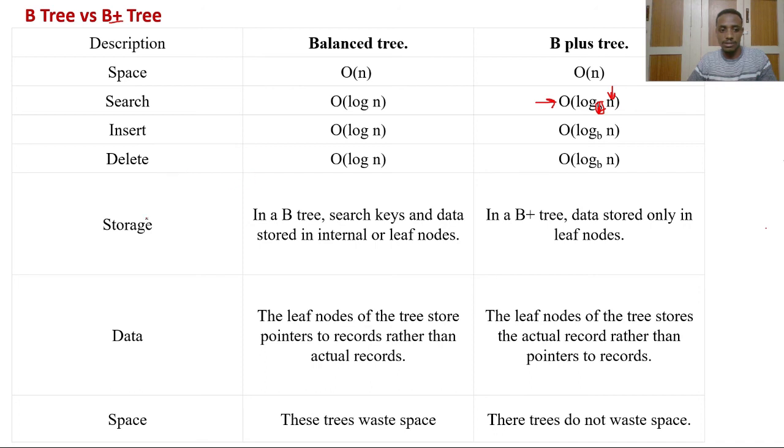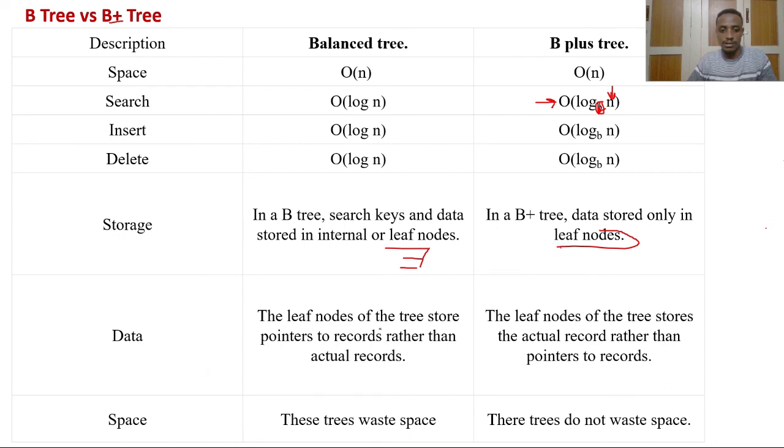So it's a comparison table. For storage, in a B tree, search keys and data can be stored at internal or leaf nodes. In a B+ tree, only keys are stored in the leaf node. In a B tree we can store the data in the root node or inner node as well as the leaf node, but here only the leaf node can store the data.